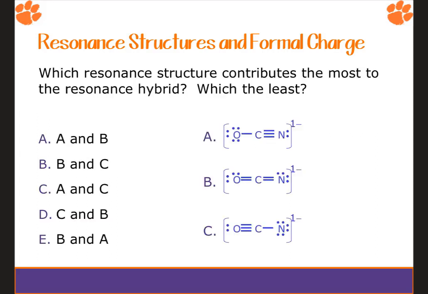So, based on the formal charges that we just calculated for structures A, B, and C, which do you think is going to contribute the most to the resonance hybrid, and which do you think would contribute the least? So the first letter would be the one that would contribute the most. The second letter would be the one that would contribute the least. So look back at your notes, look at your formal charges, try to justify it, and then we'll talk through it together.